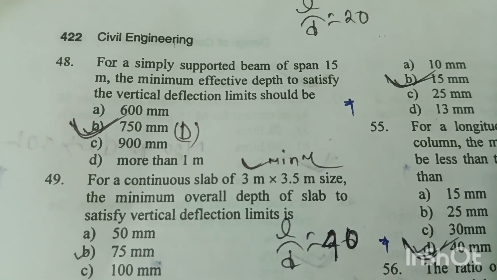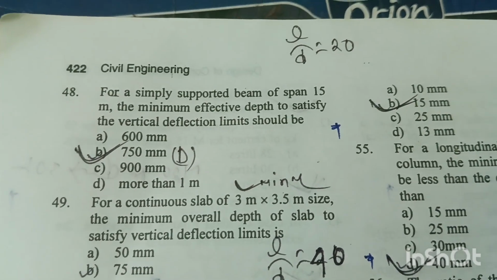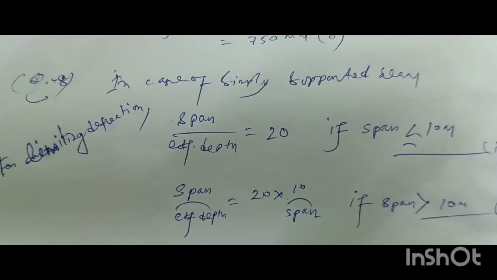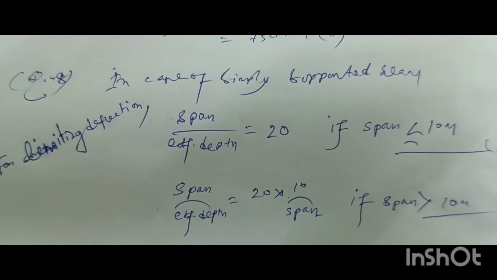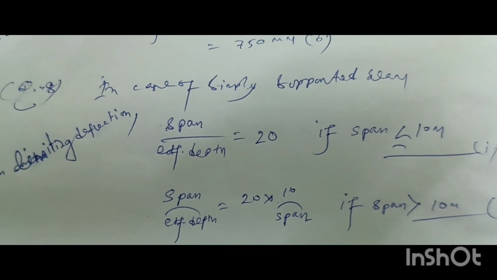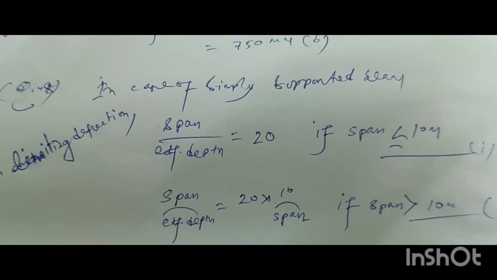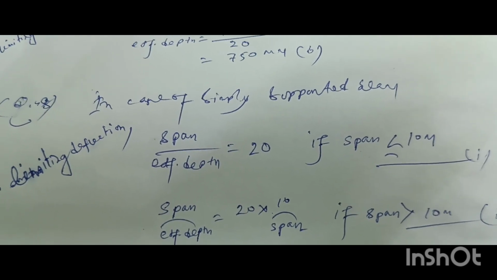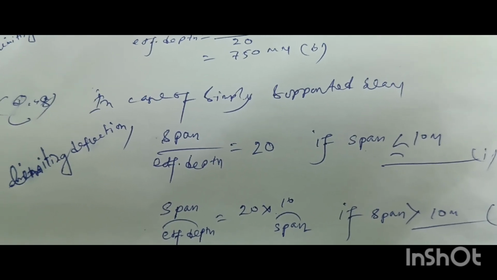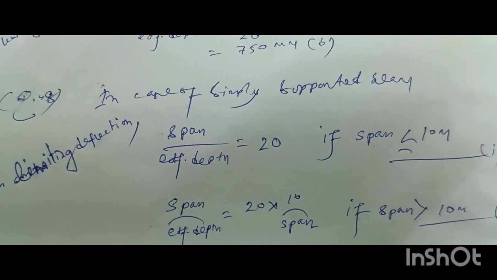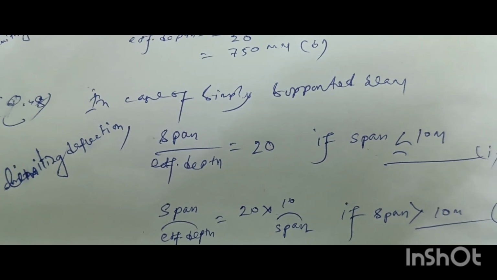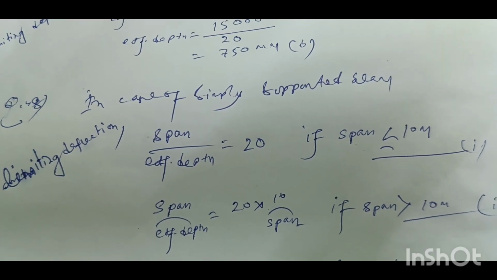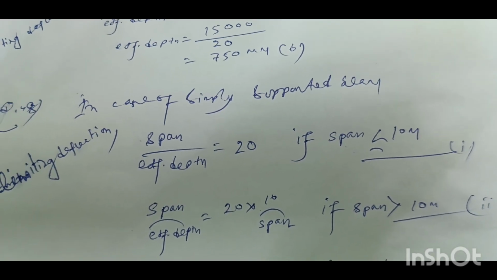Question number 48. For a simply supported beam of span 15 meter, the minimum effective depth to satisfy the vertical deflection limit should be. We know in case of simply supported beam, for limiting deflection, the ratio between span by effective depth equal to 20 if the span is less than or equal to 10 meter, and if the span is greater than 10 meter, then the span by effective depth ratio becomes 20 into 10 by span. So as per question, the span is greater than 10 meters, so we have to use equation number 2.